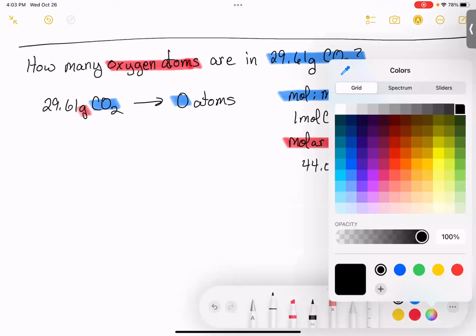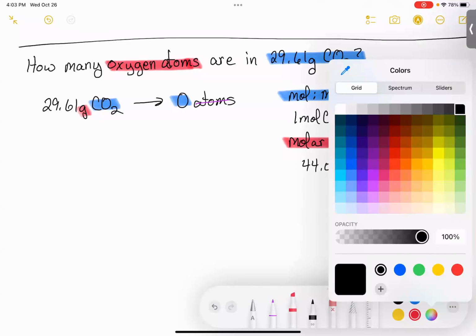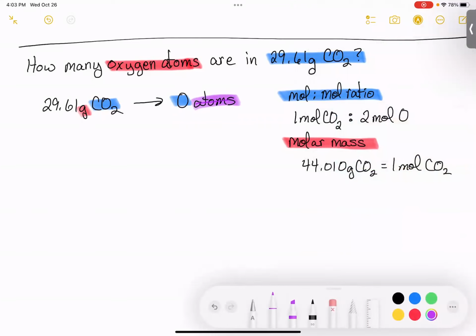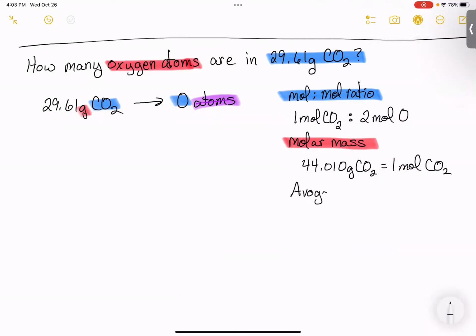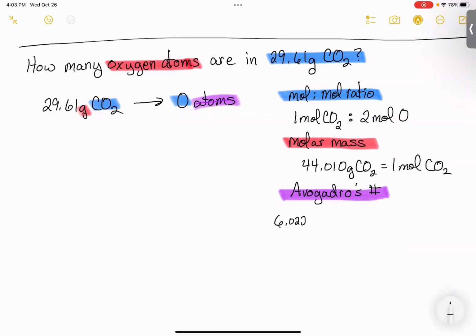Last thing I notice, I'm dealing with atoms. So I'm going to need Avogadro's number, which in this case will be 6.022 times 10 to the 23rd. Oxygen atoms is equal to 1 mole of oxygen. Yes.